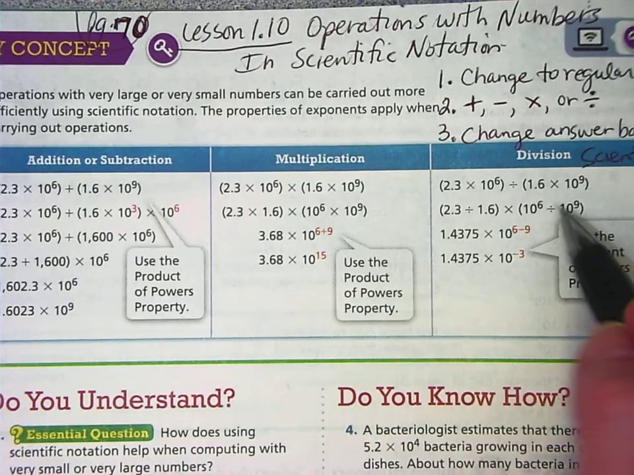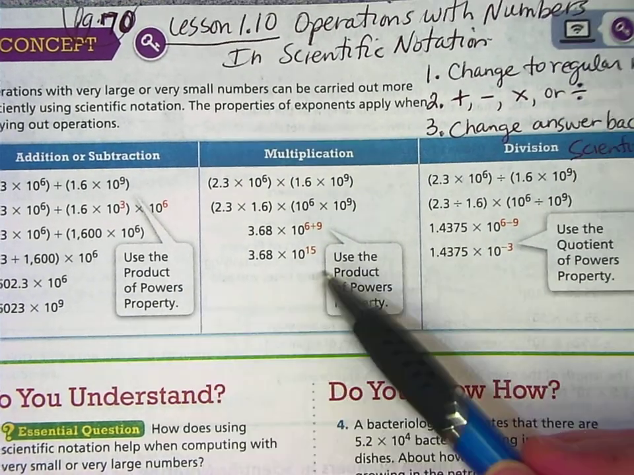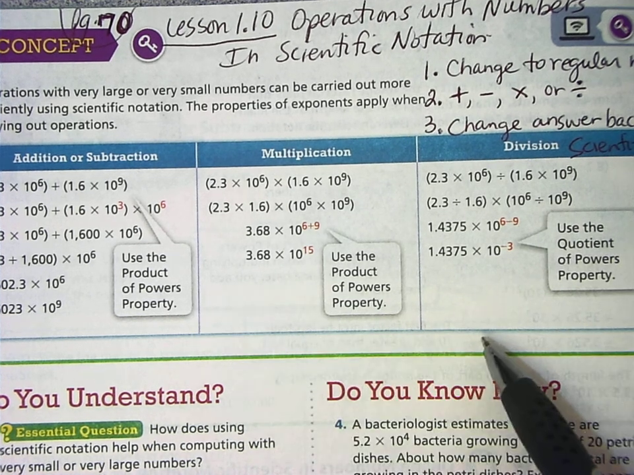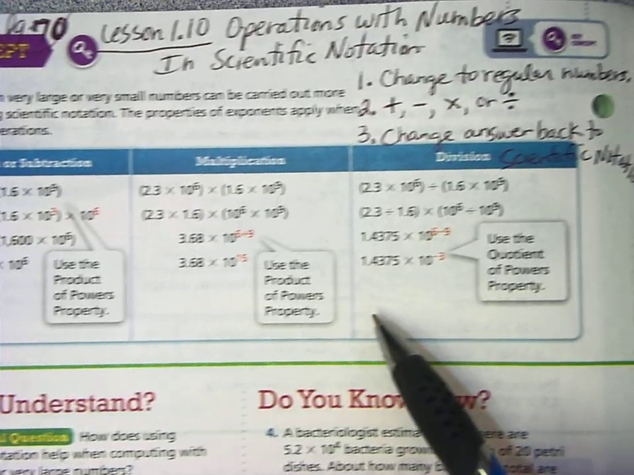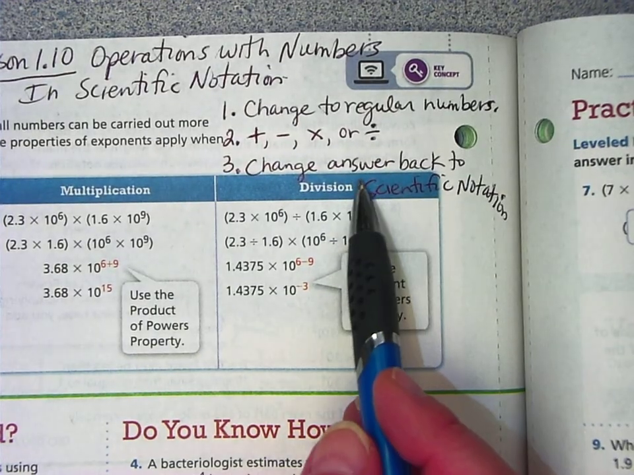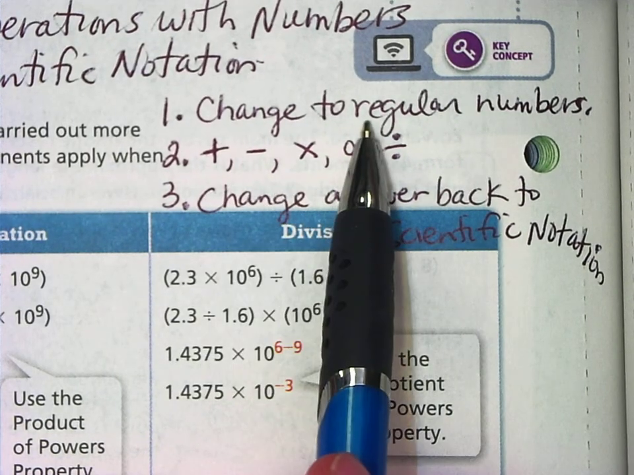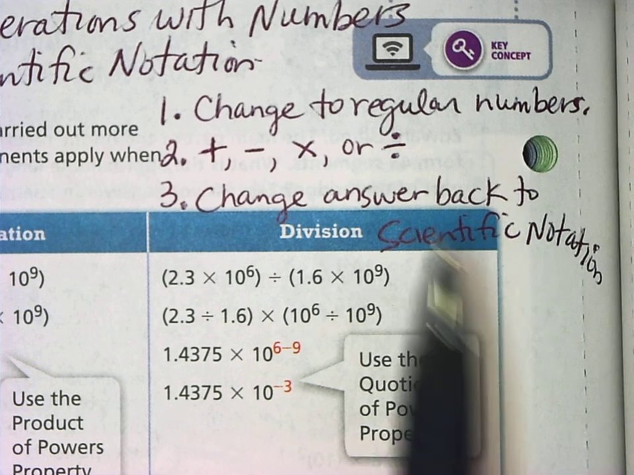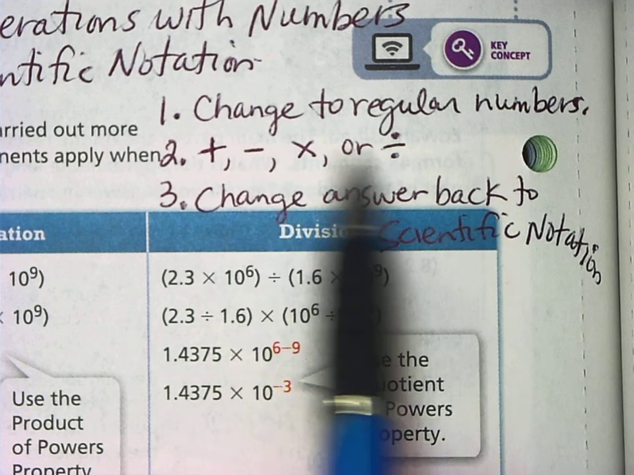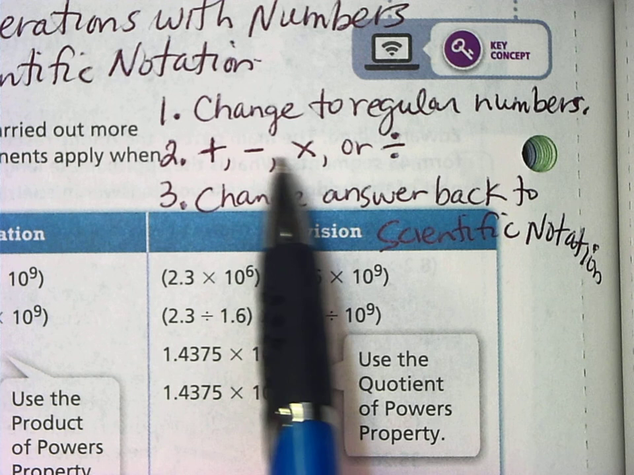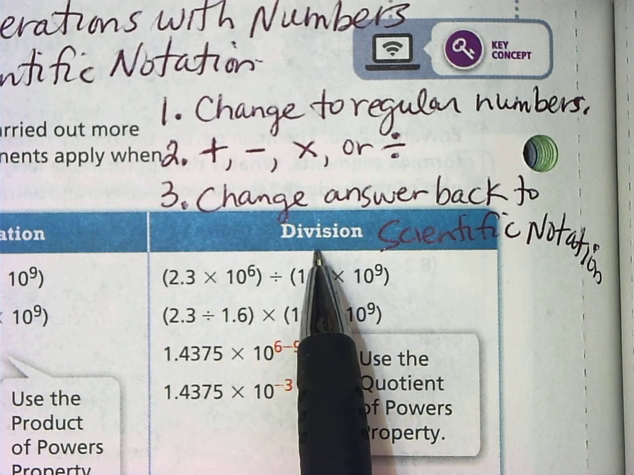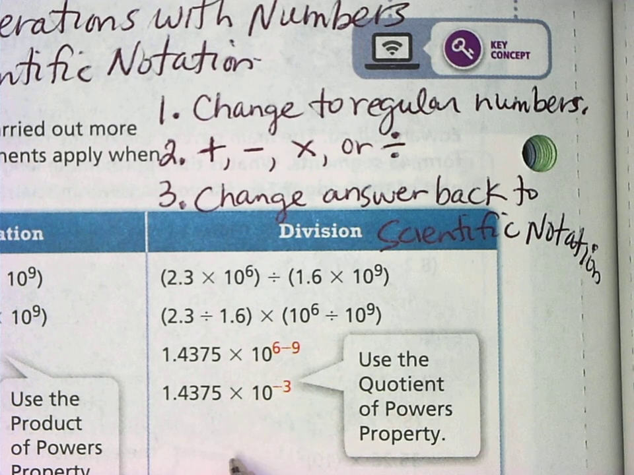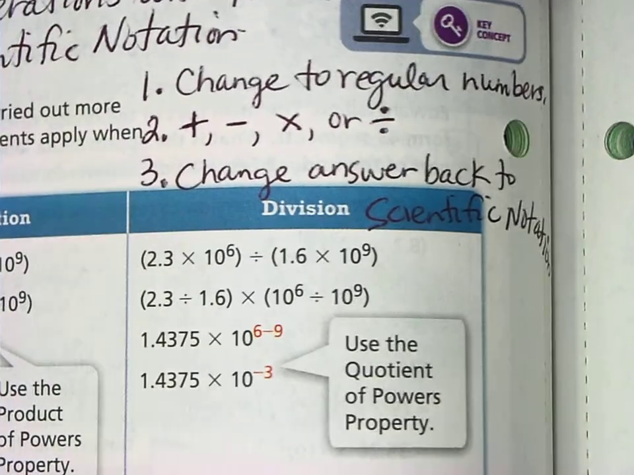Okay, so now basically all of this right here is telling you that you can follow the rules for integer exponents, or you can try doing these this way. So the first thing we're going to do is change these numbers to regular numbers. They will be written in scientific notation, and you change them into regular numbers. Then add, subtract, multiply, or divide, whatever it's telling you to do with those numbers. And then your final step would be to change your answer back to scientific notation. Okay, so let's actually try that.